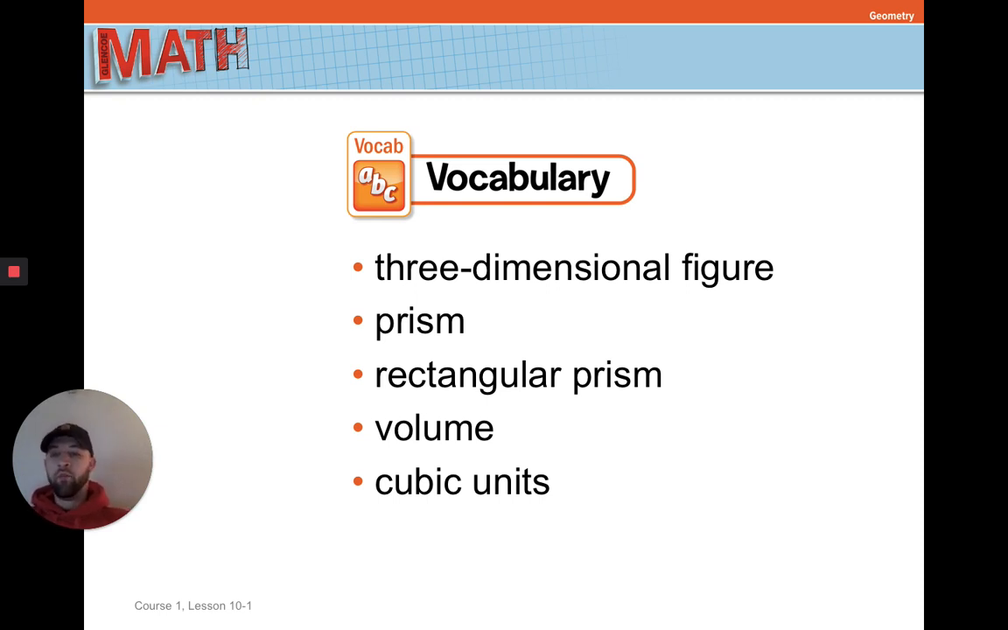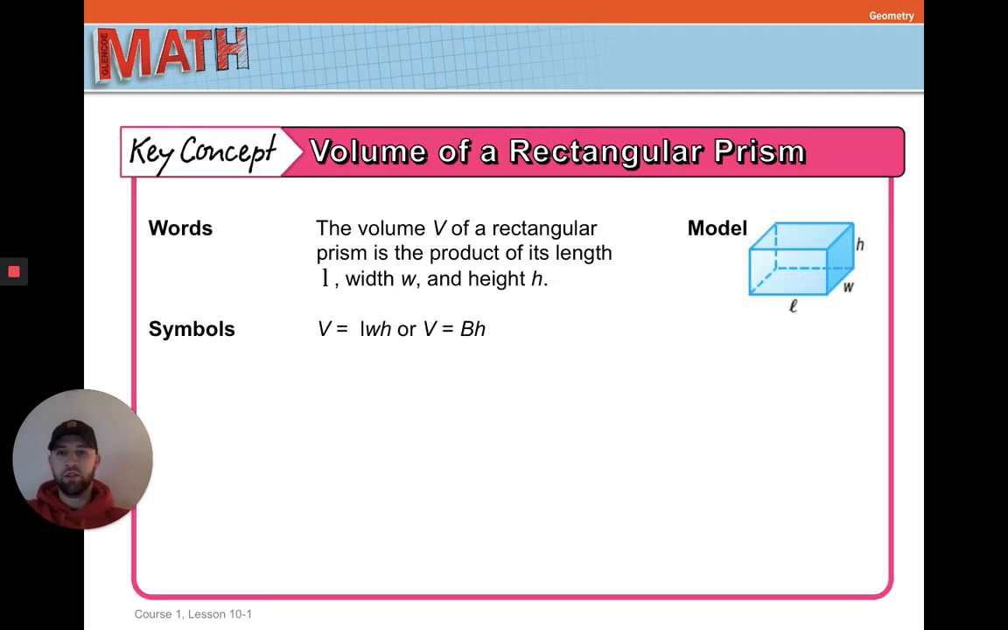Volume is how much space is inside of a three-dimensional figure. Okay, that's what that means. How much space is in there? If we could fill it up, how much space would be in it? How much could we fill up with that space? Okay. All right, here we go.